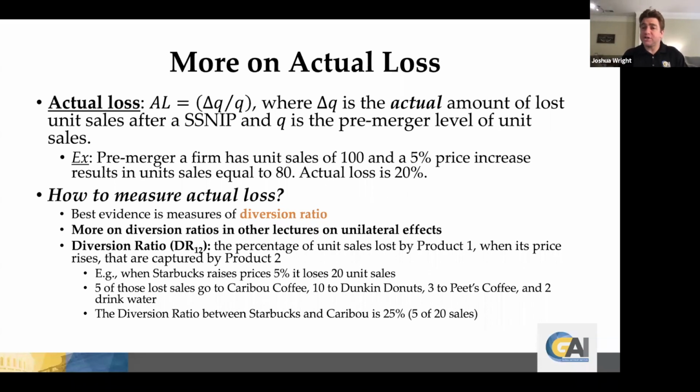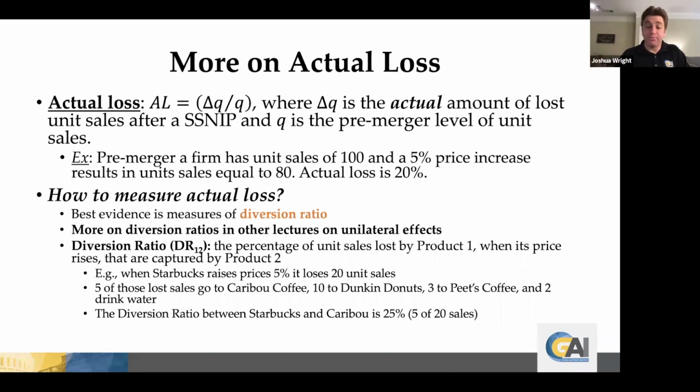But a diversion ratio between two products, say Starbucks and Caribou, right? The percentage of unit sales lost by product one when its price rises that are captured by product two. So think about it this way. Starbucks raises its price 5%, and 20 people walk away and go to other stores, right?